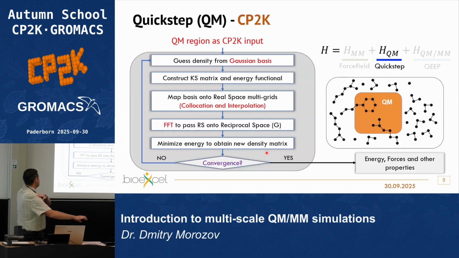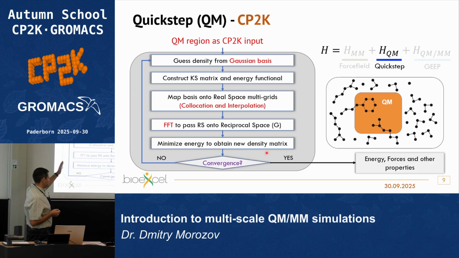The other type of interactions is the QM interaction within the QM system. For example, in CP2K, as was shown in the previous lecture, you describe this using density functional theory, using this mixed Gaussian and plane waves approach, GPW.